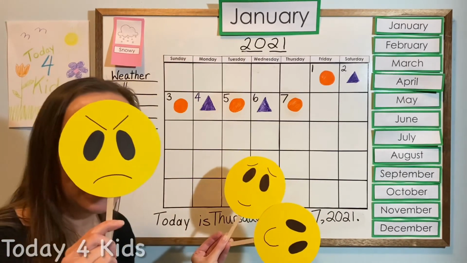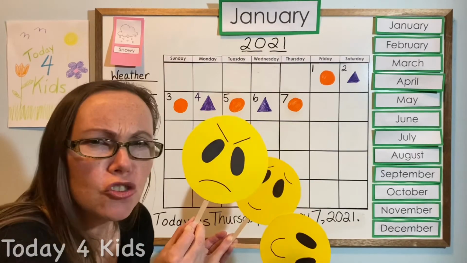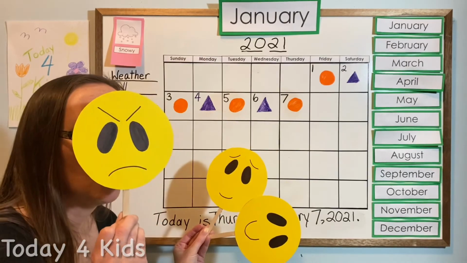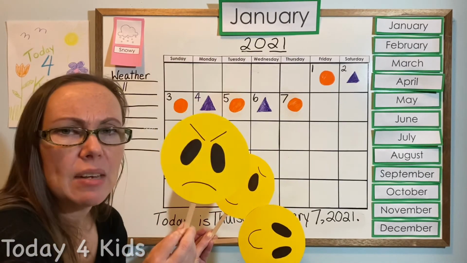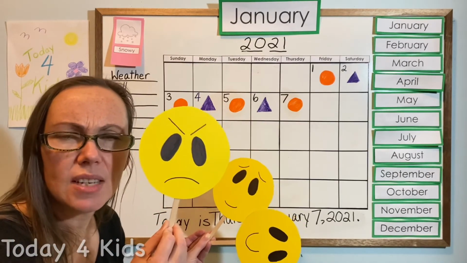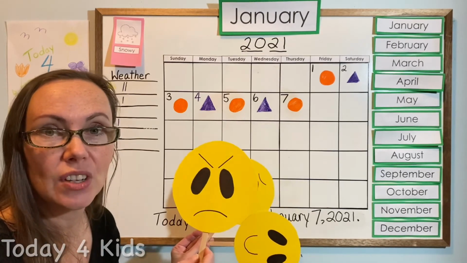Then we have an angry face. Are you ever angry? Or maybe just frustrated. You're trying to build a tower maybe and it keeps falling down. Or you can't find a puzzle piece to finish your puzzle, or your crayon broke. There's all kinds of reasons that we would be frustrated or angry or disgruntled. That is also another word that's kind of like angry.